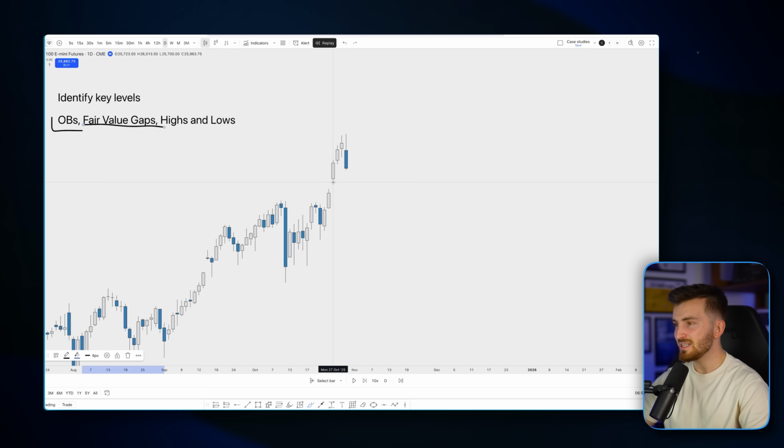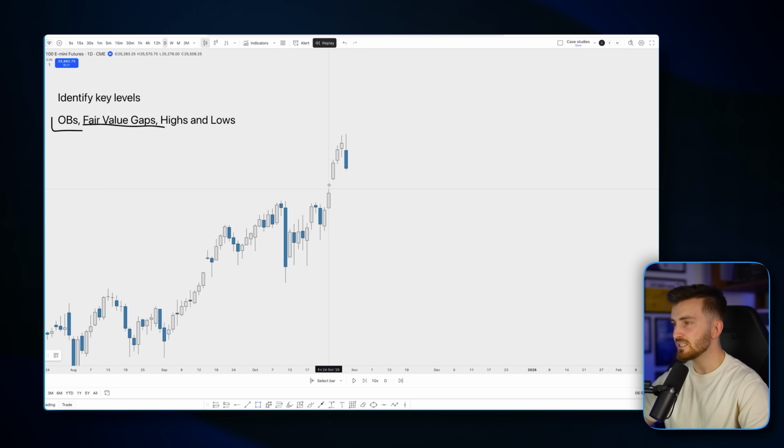The fair value gap is a 3-bar pattern between the first candle high and the third candle low for the bullish fair value gaps, or the first candle low and the third candle high for the bearish fair value gaps. So now that we know all of the key levels that we have to identify, the only thing missing is identifying those key levels. And this we do on the daily chart.